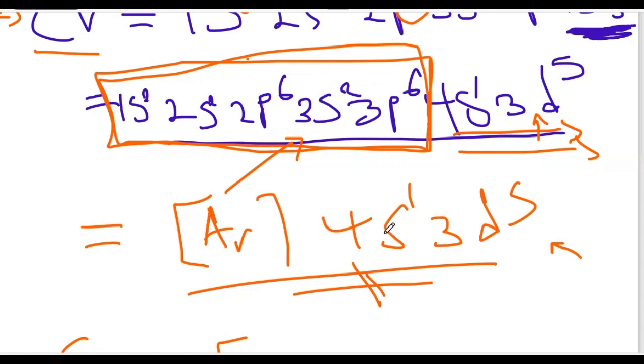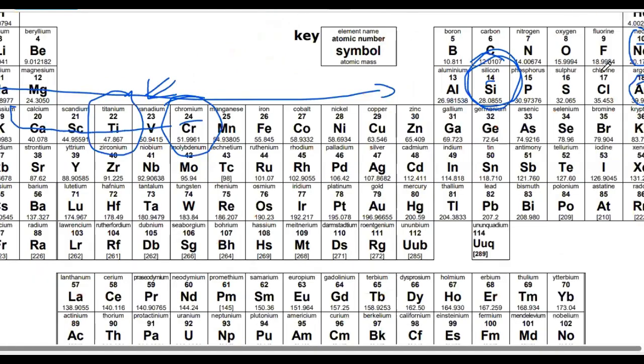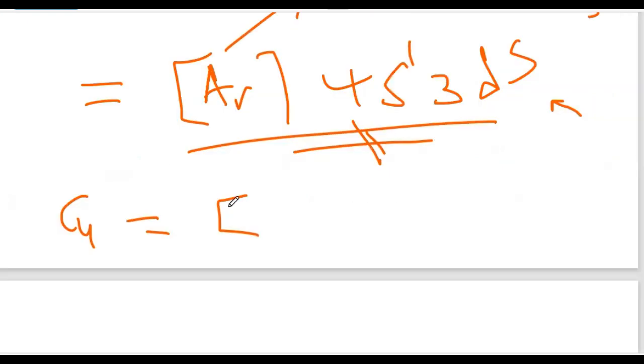Okay, so this is for argon. Even if we had copper there, it would be okay. The noble gas before copper is still argon. So the first 18 electrons of these 29 are going to be represented by the argon. So 29 minus 18, what is going to remain? You're going to remain with 11 electrons, and those 11 electrons you are going to represent like this.